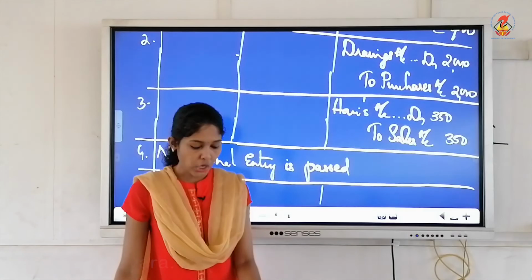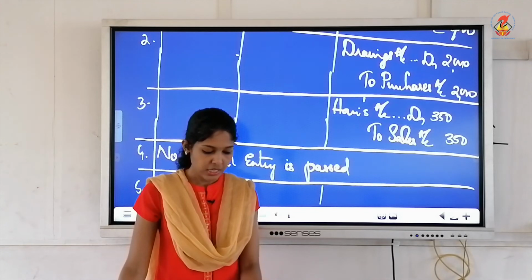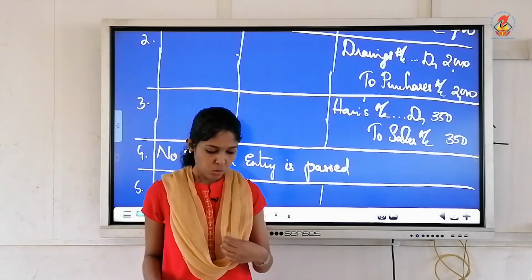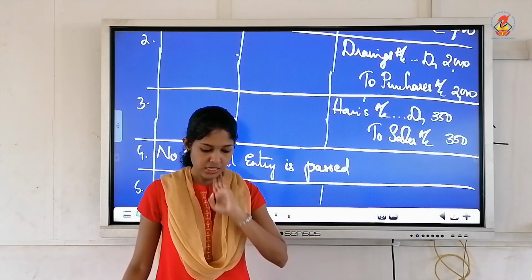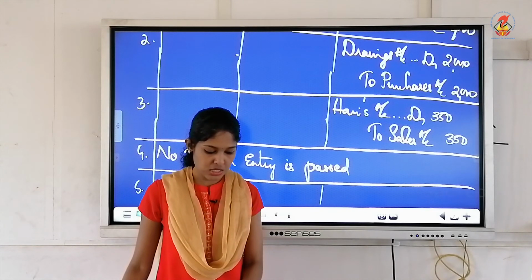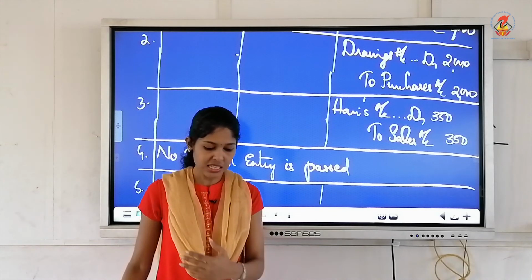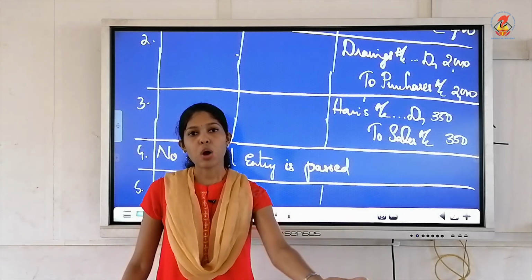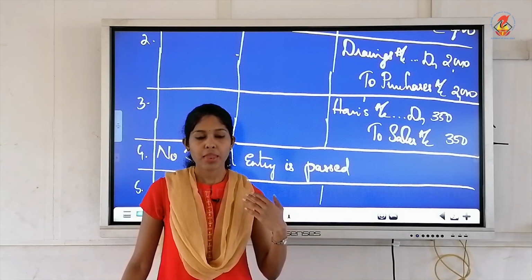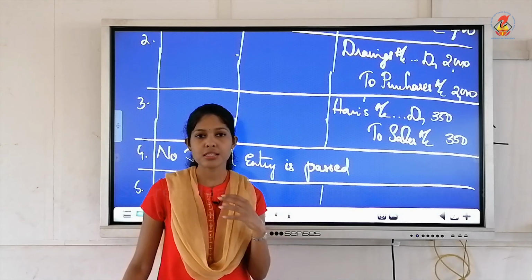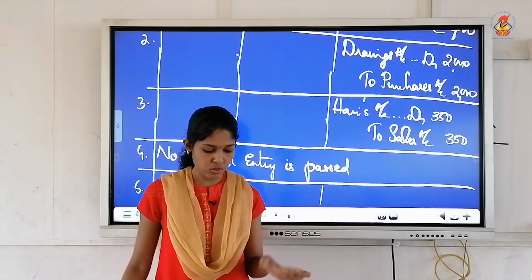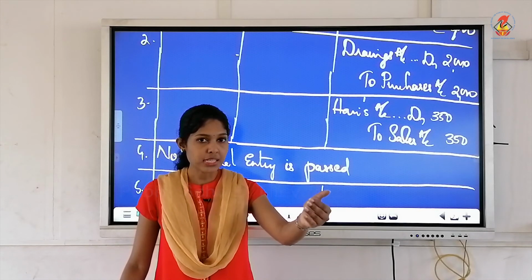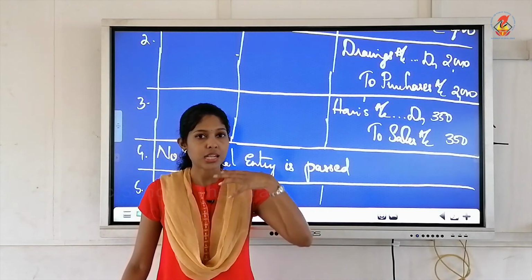Then the fifth one, on 31st March 2019, goods of value 3000 returned by Hari were taken into stock on the same date, but no entry was passed in the books. That means Hari has returned the goods back to the firm. We sold it first to Hari, now Hari is returning to us. And you haven't recorded the entry in the books. That is, no entry was passed. That is the question. So, what will be the journal entry when it is returned back by the customer?